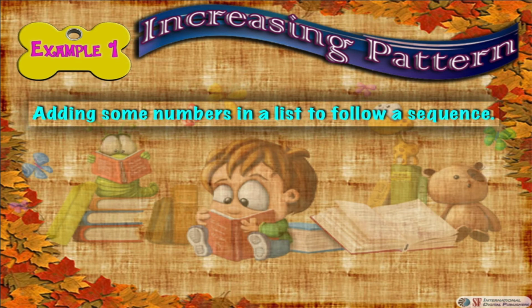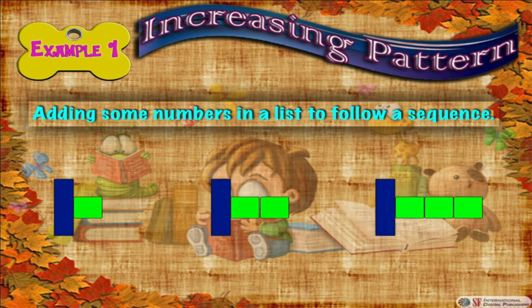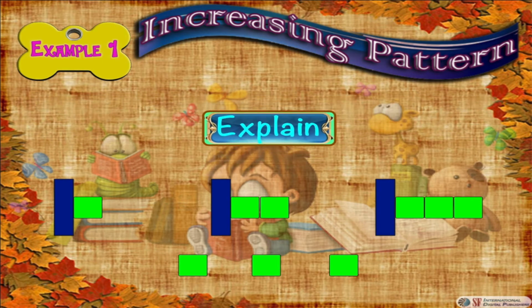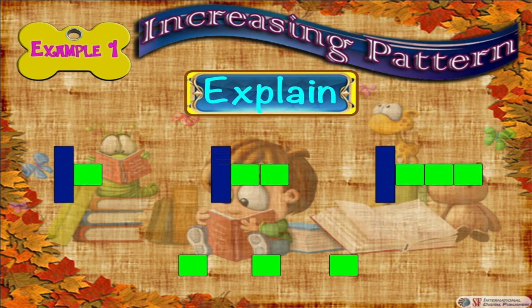Here, we have 3 groups, and each group has a certain number of green blocks in it. We also have 3 more green blocks, which do not belong to any group yet. Now, let's assign these blocks a group. So, all the 3 groups get an extra green block.